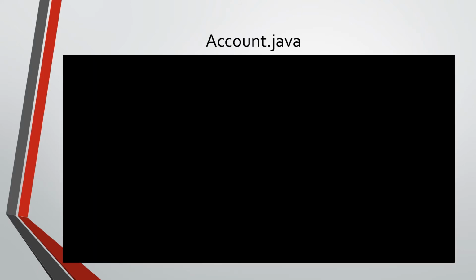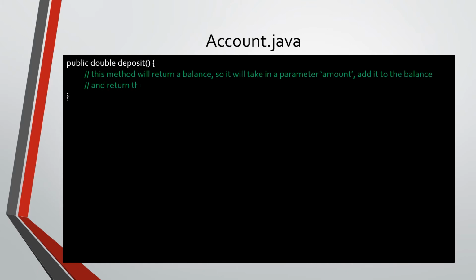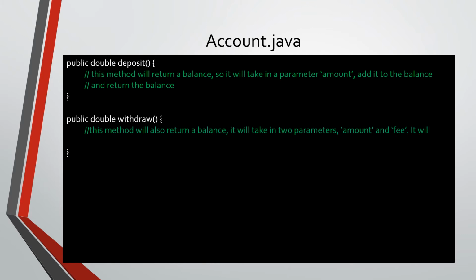Now let's create the methods for deposits, withdrawals, adding interest, and balance. Remember that these are methods and need to be within the Account class. So we need public double deposit. This method will return a balance so that it will take a parameter amount, add it to the balance, and then return the balance. Next method will be public double withdrawal. This method will also return a balance. It will take in two parameters, amount and fee. It will add both parameters together and subtract that from the balance.